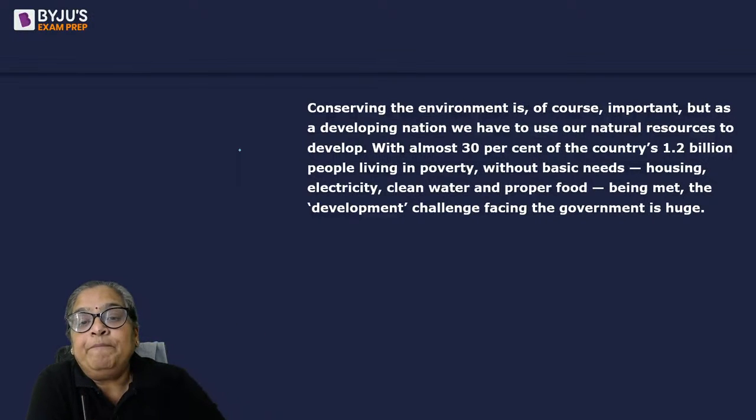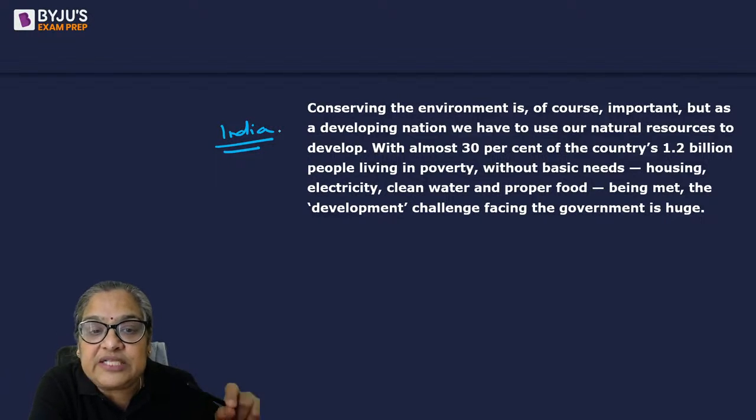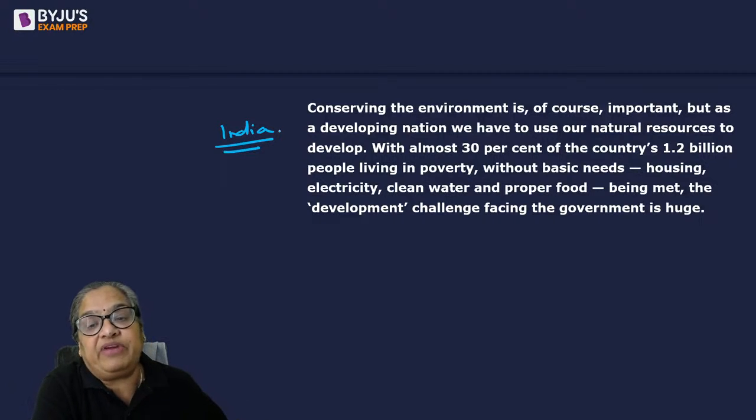where he says, conserving the environment is of course important, but as a developing nation, so he has spoken about it from the point of view of India, we have to use our natural resources to develop. Almost 30% of the country's 1.2 billion people are living in poverty. They don't have basic needs: housing, electricity, clean water, food. So none of their basic necessities are met.